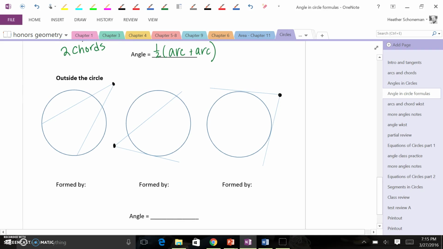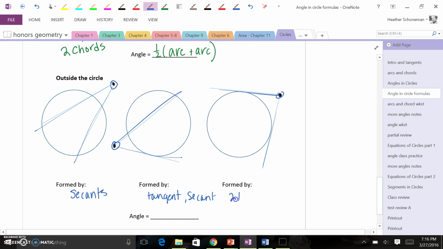Alright, well what if the vertex is outside of the circle? Here it's outside of the circle and it's formed by two secants. Here it's outside of the circle and it's formed by a tangent and a secant. Here it's outside of the circle and it's formed by two tangents. But it doesn't matter what it's formed by. The fact of the matter is the vertex is outside of the circle.